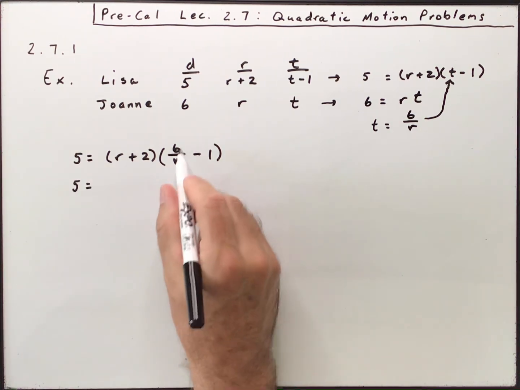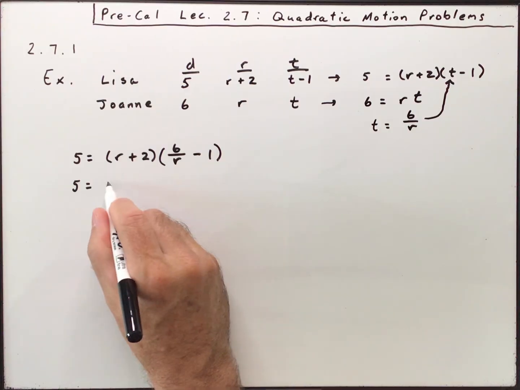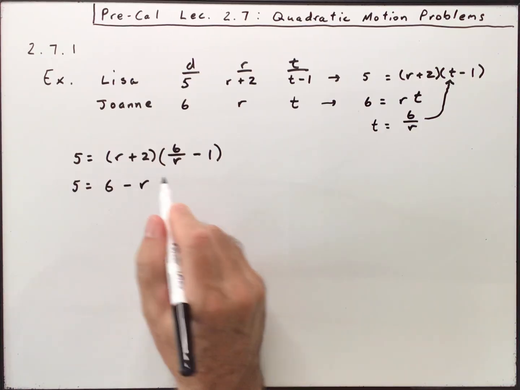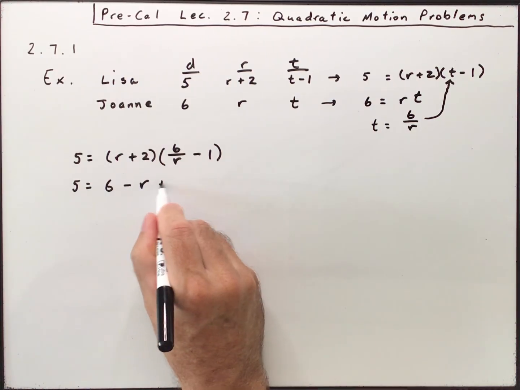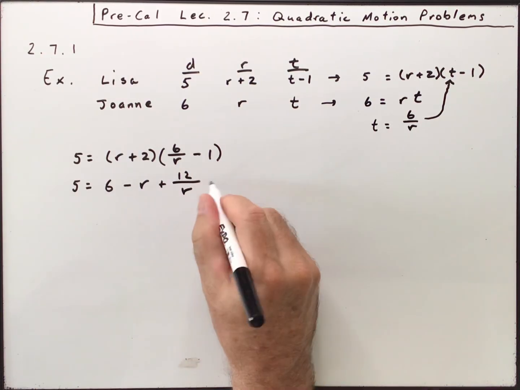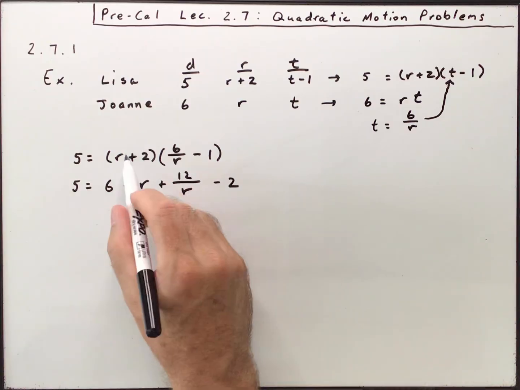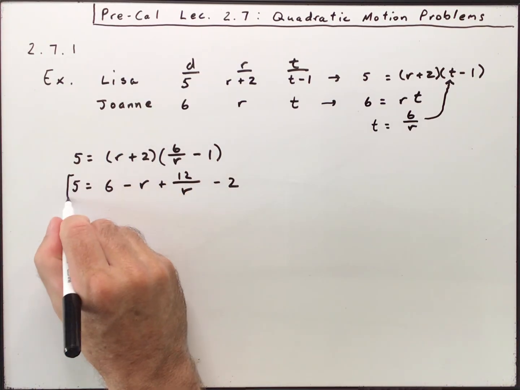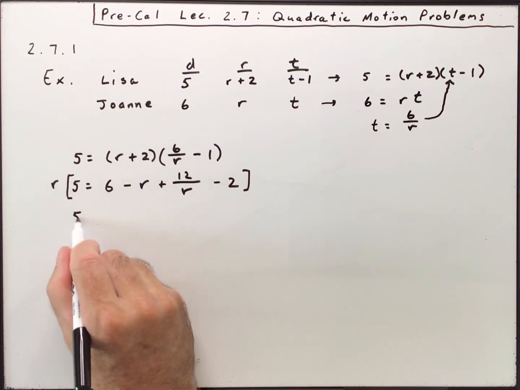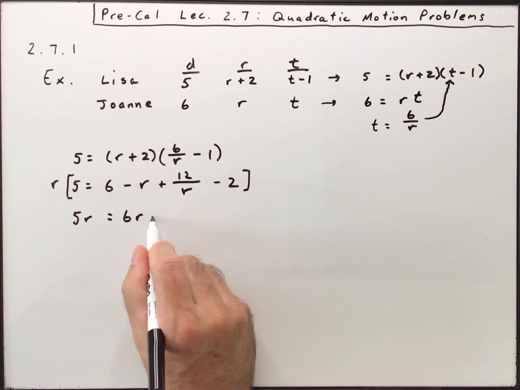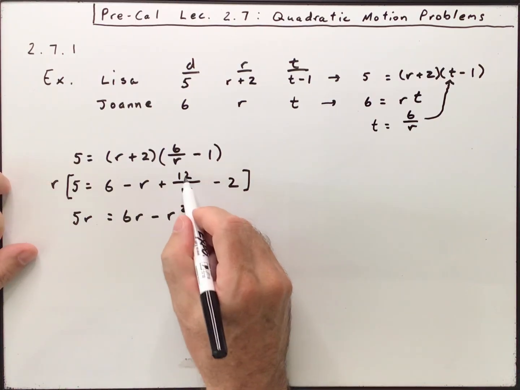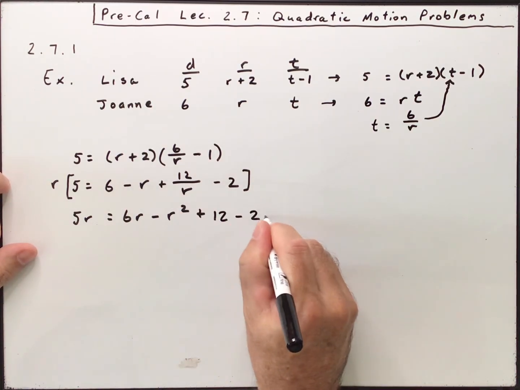So 5 is equal to, let's FOIL, r times 6 over r. The r's will cancel, and we just have a 6. Then we have r times negative 1 would be minus r. And then this middle term would be plus 12 over r, because 2 times 6 is 12 over r. And then finally minus 2. So we just FOILed all that out. Now let's get rid of the fraction by multiplying both sides by r. So we'd have 5r is equal to 6r minus r squared plus, and this was the whole point, r over r cancels and you're just left with the numerator, plus 12 minus 2r.